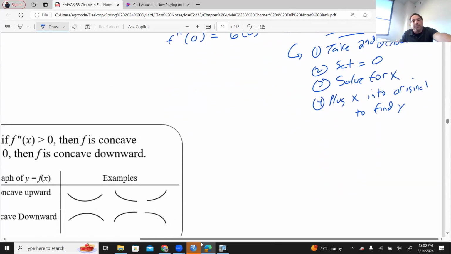So let me test you. Here is a function, cube root of x. Take the second derivative.